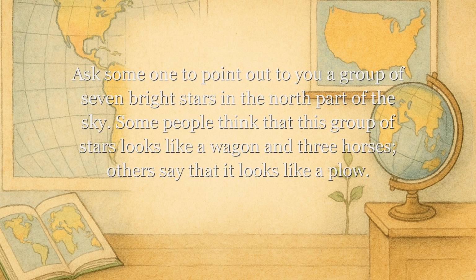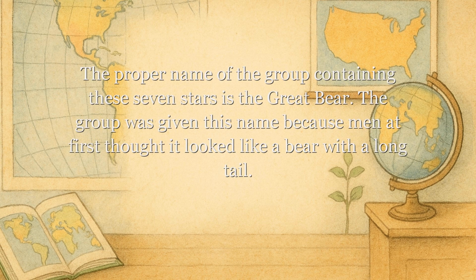Ask someone to point out to you a group of 7 bright stars in the north part of the sky. Some people think that this group of stars looks like a wagon and 3 horses. Others say that it looks like a plow. The proper name of the group containing these 7 stars is the Great Bear. The group was given this name because men at first thought it looked like a bear with a long tail.